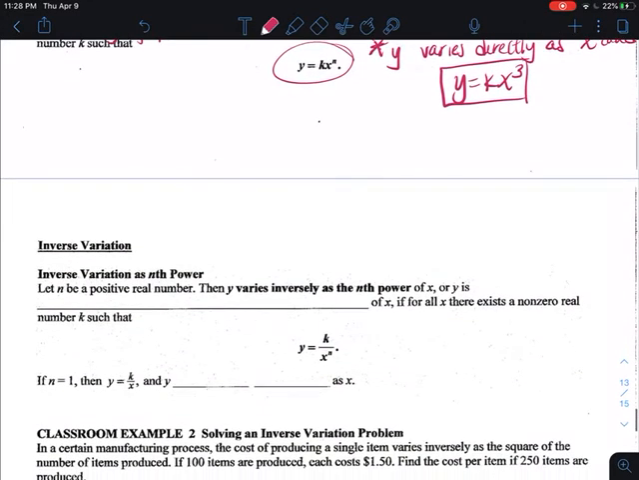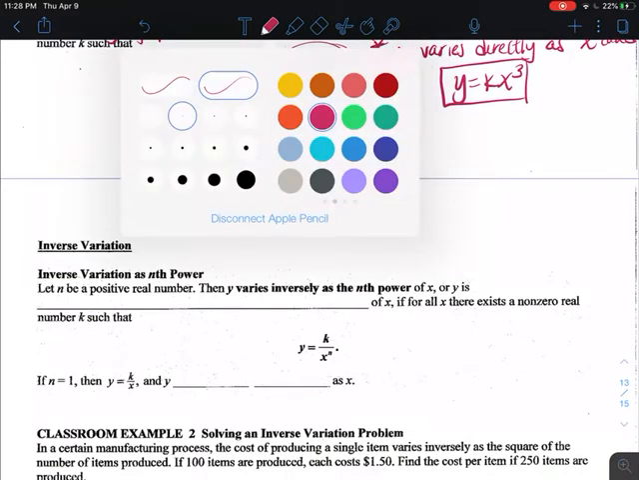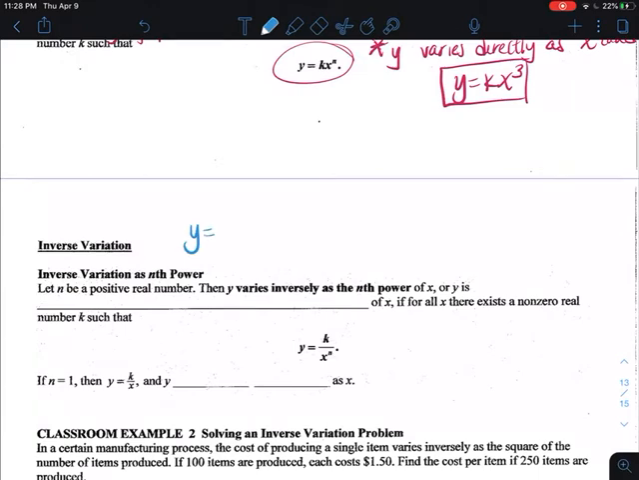All right, let's get down to inverse variation. So inverse variation is y equals k over x. So direct variation, the variable x goes beside the k. Inverse variation, the variable x goes below the k. So just remember that when you see inverse variation, think about a fraction.